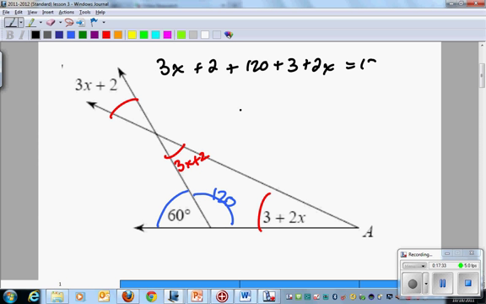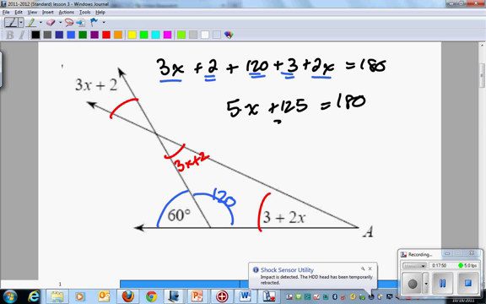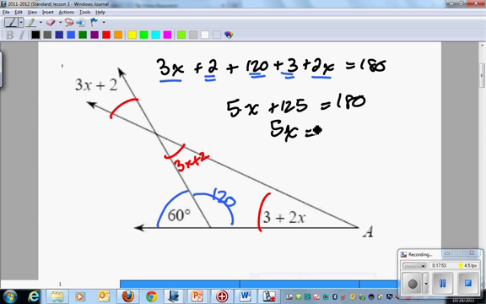Collect like terms. There's more than one way to do this. Don't panic. Give me a second. I have 5x plus 125 equals 180. Subtract. I have 5x equals 55. X equals 11. You're not done.